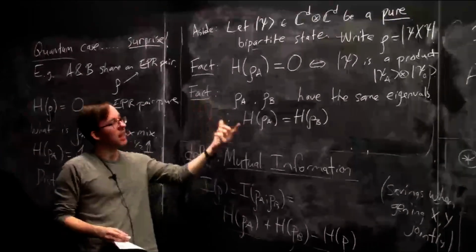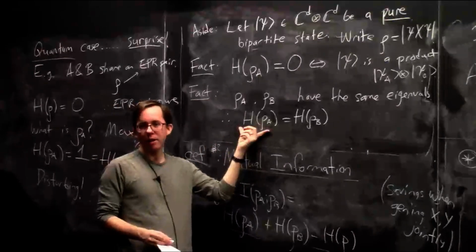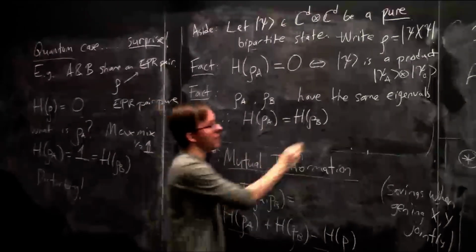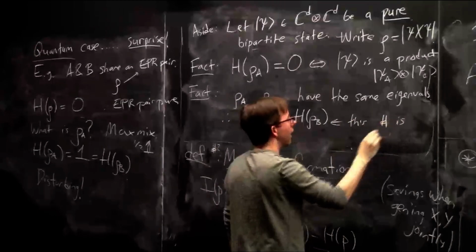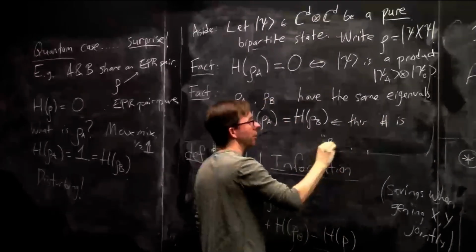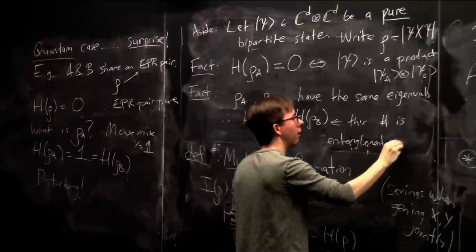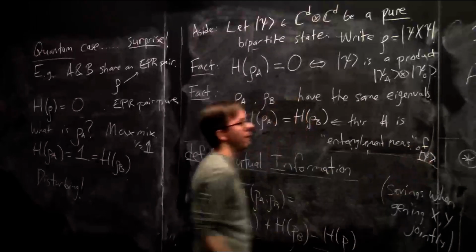And so if you have psi a pure state, then the entropy of Alice's side is a number. And it's the same as this, so it's symmetric. And so this common number is the entanglement measurement of this bipartite state psi.